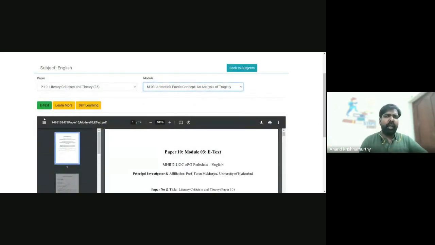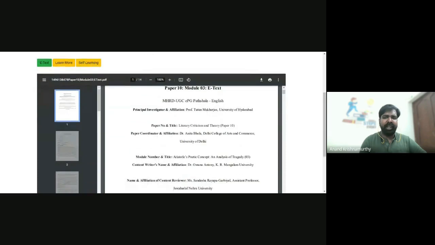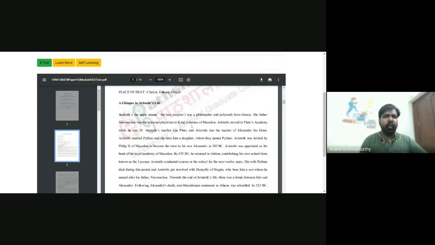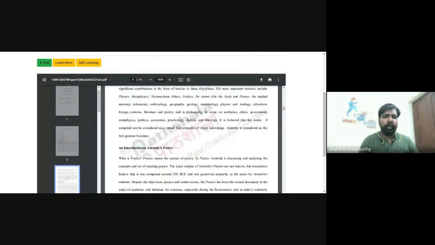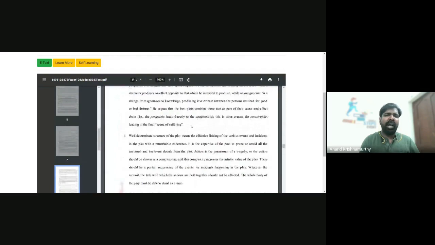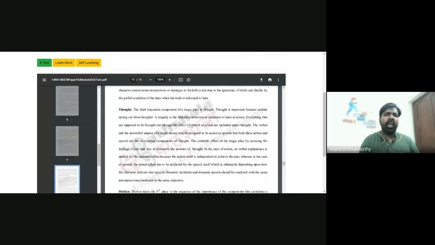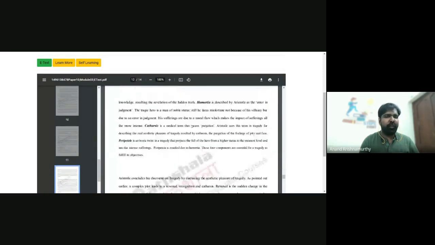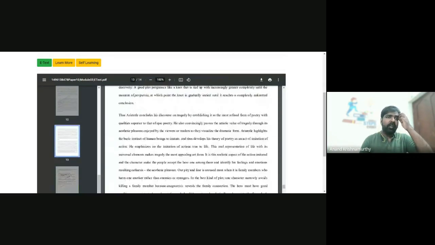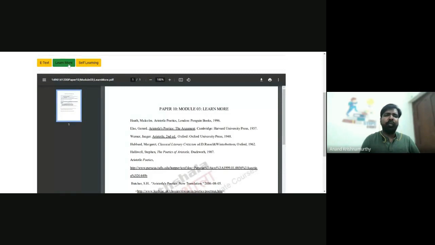The moment you click that, you have three options: e-text, learn more, and self-learn. E-text is basically a 15 to 20 page PDF prepared by Central University professors who will give you an overview of all the aspects regarding the particular topic. If you go through that PDF, you will have a basic analysis of the text. You will have an idea of where to expect the questions from, and the bare minimal requisites of that text.